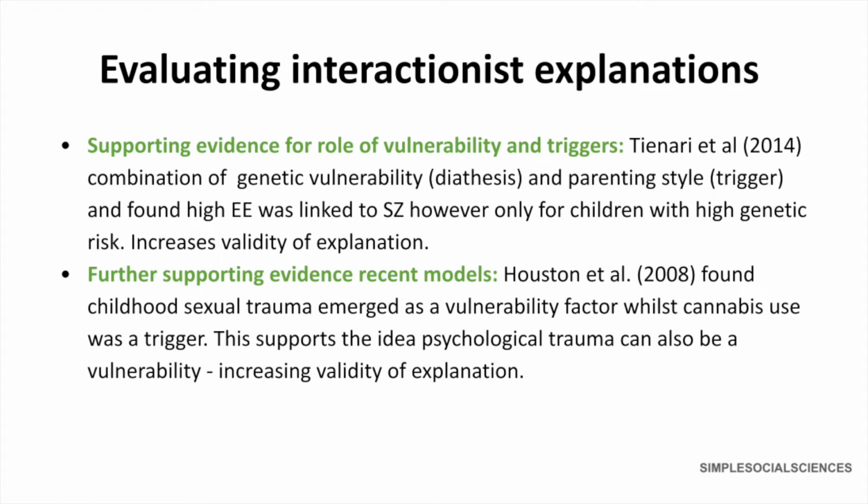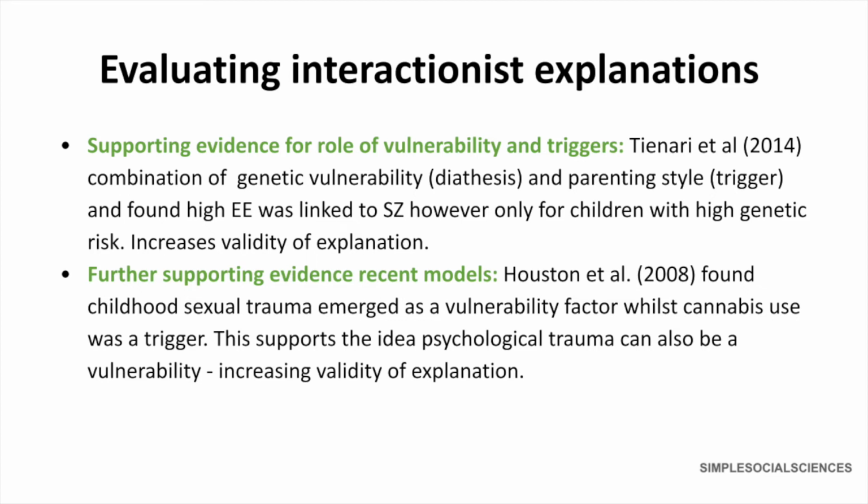There's further supporting evidence for recent models. Houston et al. found childhood sexual trauma emerged as a vulnerability factor, whilst cannabis use was a trigger. So we had the opposite. The vulnerability was a psychological issue, whilst the trigger was cannabis use. This supports the idea that psychological trauma can also be a vulnerability, which increases the validity of the explanation.